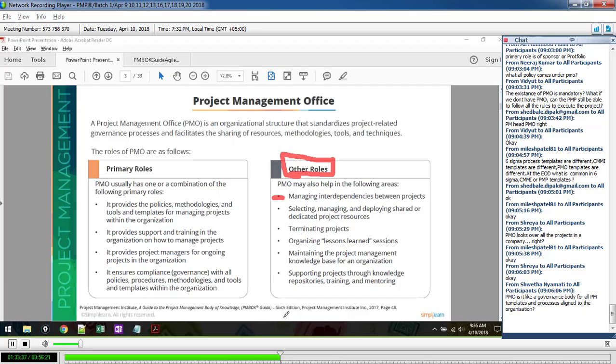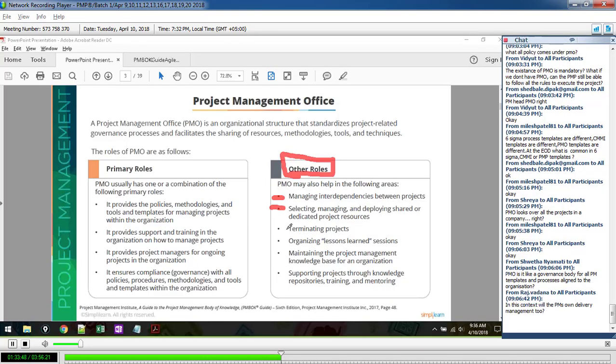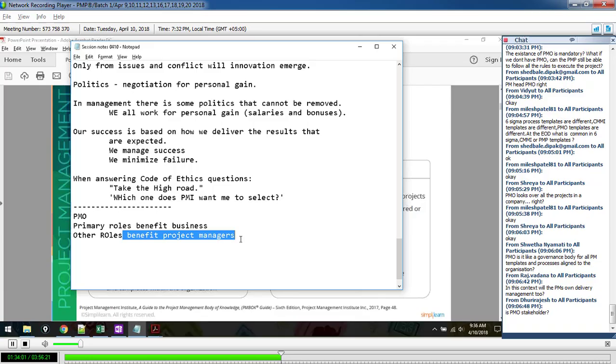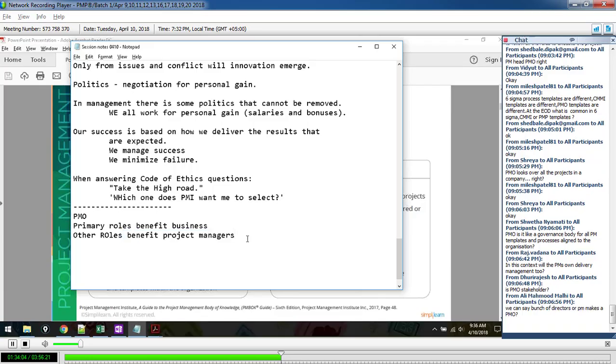Managing interdependencies between projects. Selecting, managing, and deploying shared or dedicated project resources. Terminating projects. Organizing lessons learned. Maintaining this. You know what other roles are? Other roles benefit project managers. Now, let me tell you something, okay? Can we say a bunch of directors or PM? Wait, hold on. I'm going to answer all these questions, okay? First of all, is PMO a stakeholder?